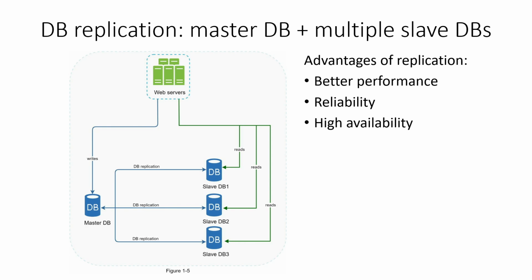Reliability. If one of your database servers is destroyed by a natural disaster such as a typhoon or an earthquake, data is still preserved. You don't need to worry about data loss because data is replicated across multiple locations. High availability. By replicating data across different locations, your website remains in operation even if a database is offline, as you can access data stored in another database server.